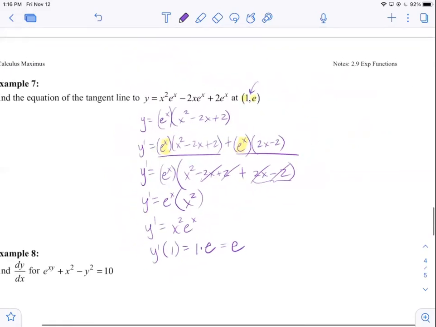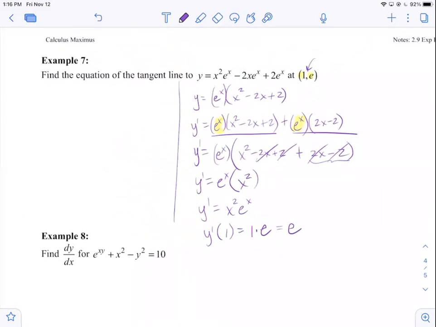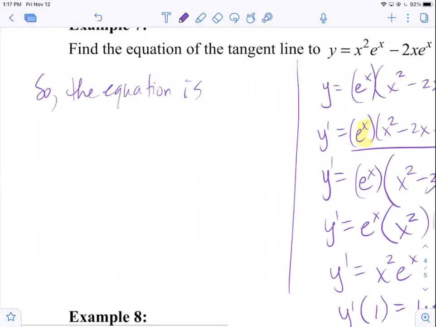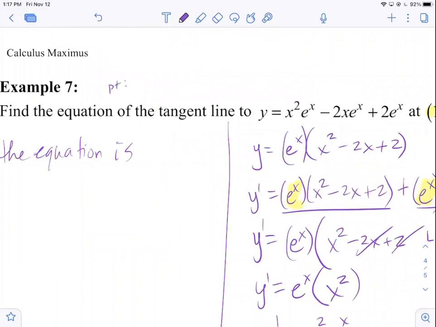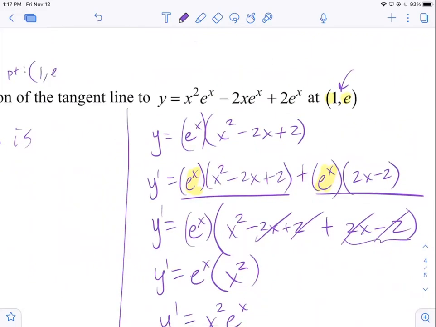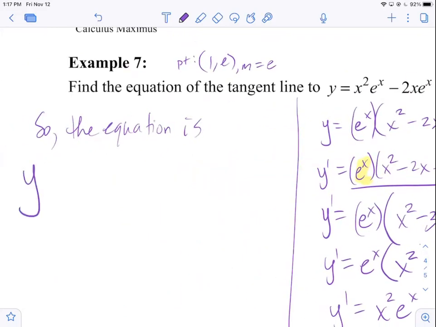Nice. And now we can answer the question, right? I'll do it over here. So the equation is in Taylor form. Let me get my ingredients right in front of me here. The point is (1, e), and the slope is e. Look at that, m is e. Okay, so the equation is y equals the y value of e plus the slope e times x minus the x value of 1. So there it is.